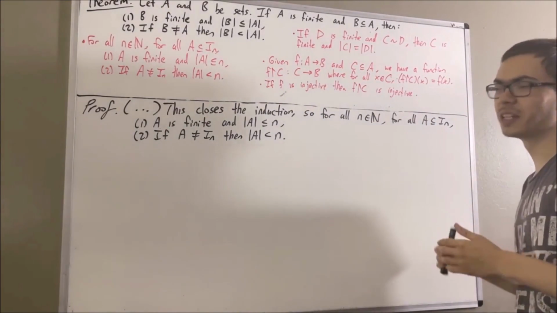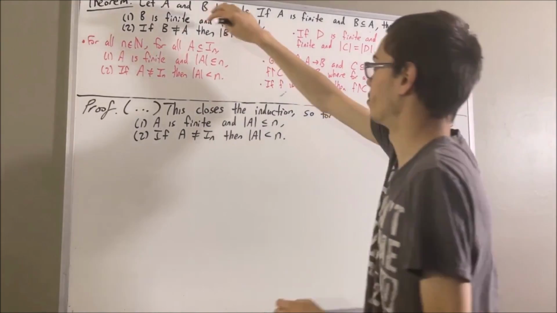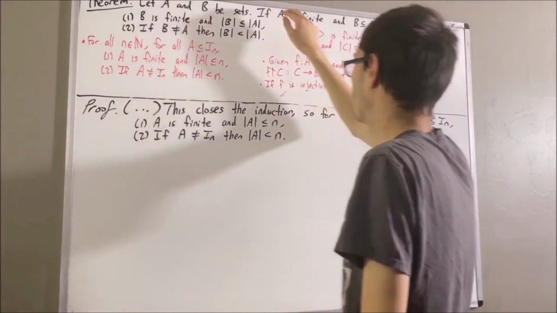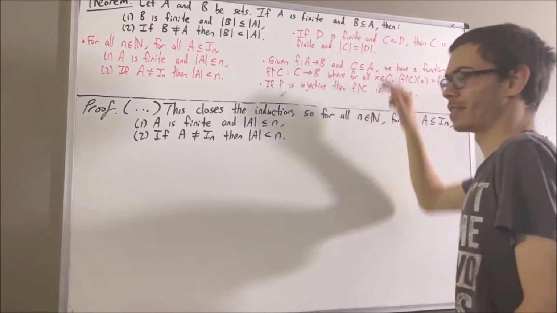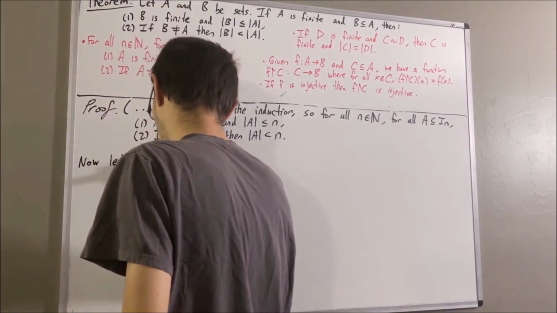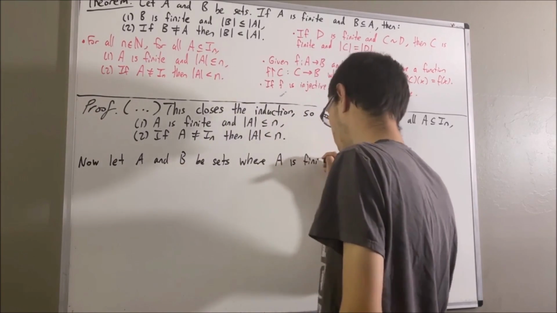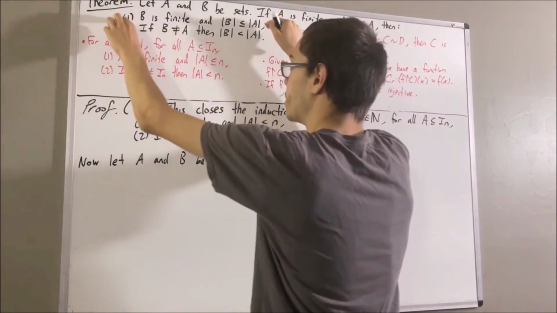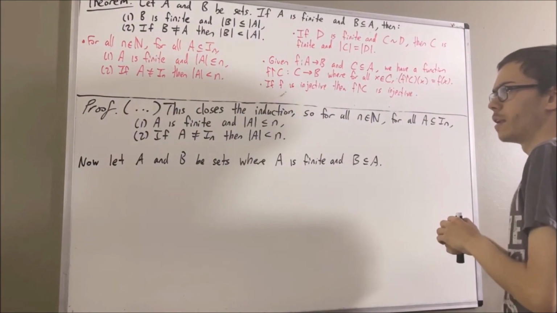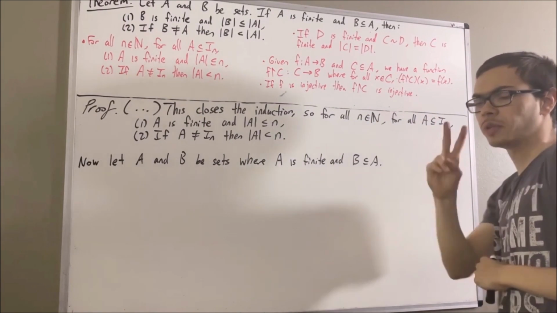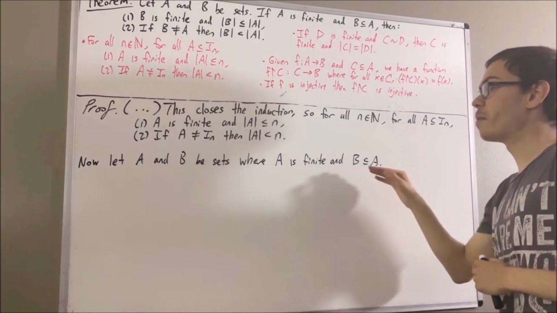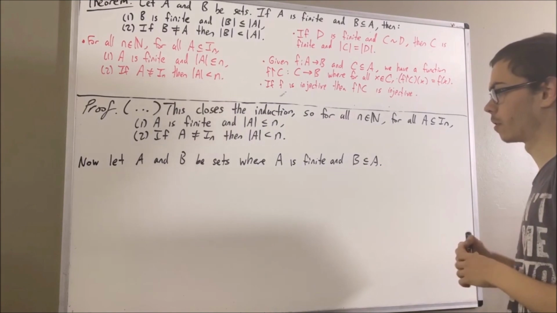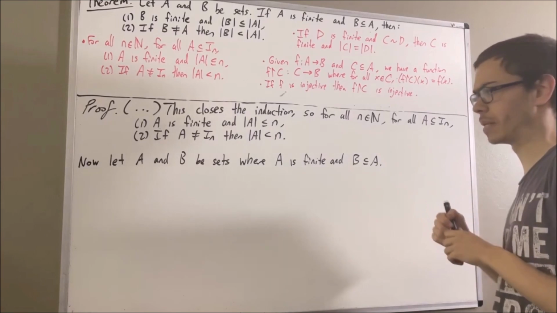Okay, so now let's get into proving the main result. To start, let's give ourselves two sets A and B, where A is finite and B is a subset of A. Our whole goal is to prove that both 1 and 2 are true. Now, to do so, we're going to consider two cases. Either B is equal to A, or B is not equal to A. So let's first suppose that B is equal to A.